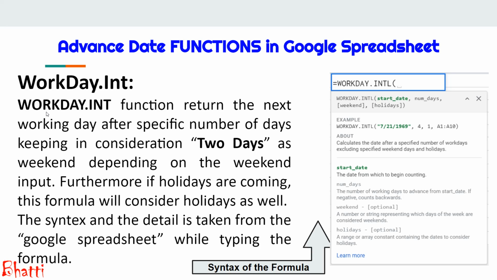The syntax is given on the right side: is equal to workday.intl. It has 4 inputs. The first is the start date, then number of days, how many days I need to add to the start date. After that, the weekend. In the weekend I will mention which are the working days and which are the weekends. After that, holidays. Weekend and holidays are optional; if I need them I will give them, and if I don't need them I will just skip these 2 inputs.